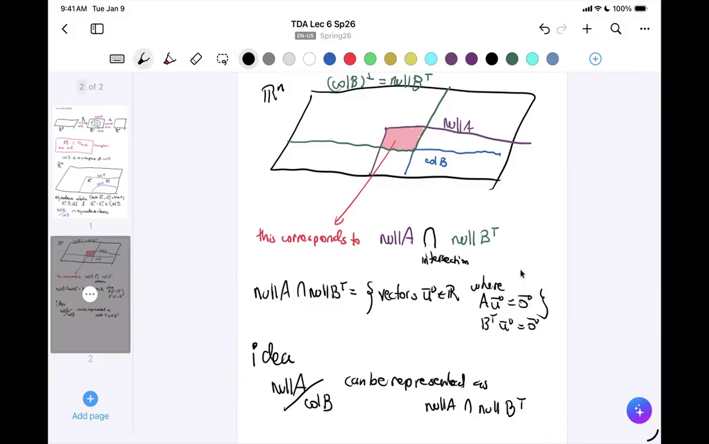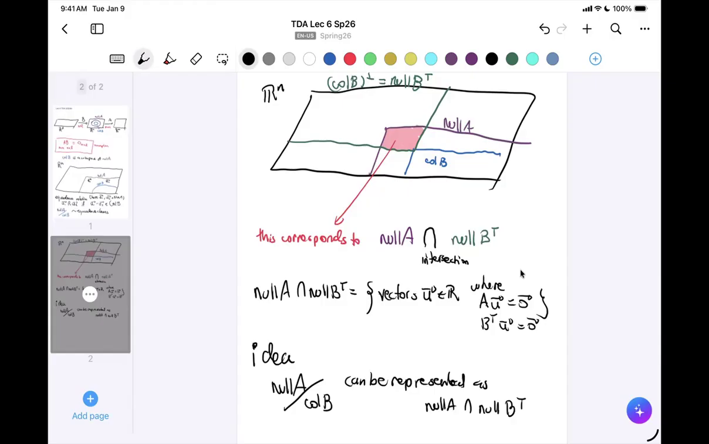It's a little bit of a word salad, but at the end of the day, you can forget about this quotient, whatever that is. We're just looking for the null space of A intersected with the null space of the transpose of B. Student: So every vector in that intersection represents an equivalence class? Exactly, yes.